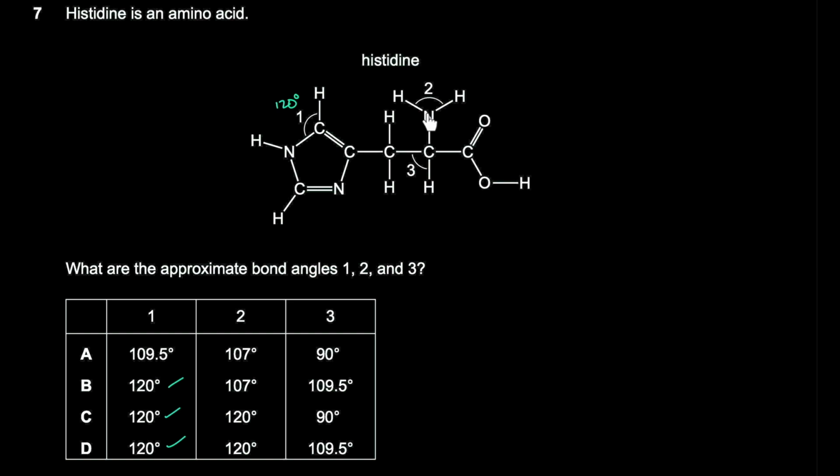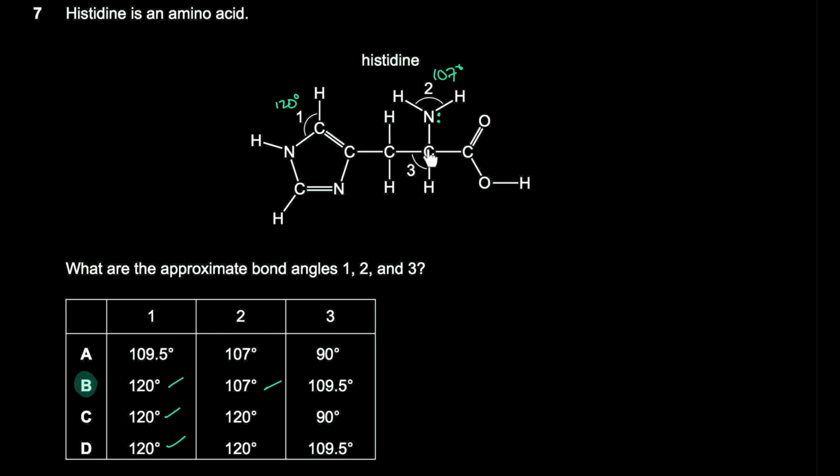Bond angle 2, we have a nitrogen making 3 single bonds. We know that nitrogen has 5 valence electrons, so 3 of its electrons are bonded and 2 are left, so that's a lone pair. We have a lone pair and 3 atoms bonded to the nitrogen. That means it has a trigonal pyramidal geometry. So this bond angle is 107 degrees, similar to ammonia. And then that means that the answer must be B.